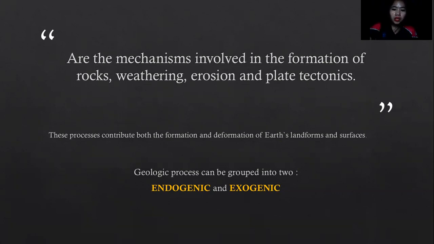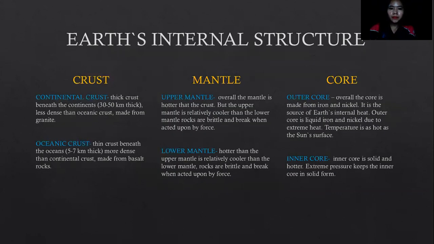So geologic processes are grouped into two, the endogenic and exogenic. So exogenic, kabilang na dito yung weathering, erosion. So endogenic, ito yung nangyayari sa loob ng ating Earth's surface. So Earth's internal structure is also known as the compositional layers of the earth: the crust, the mantle, and the core.